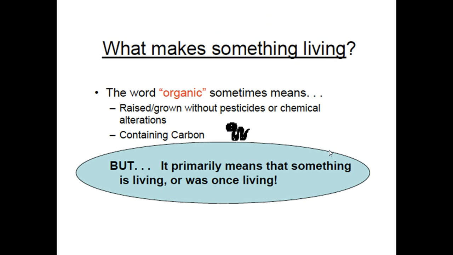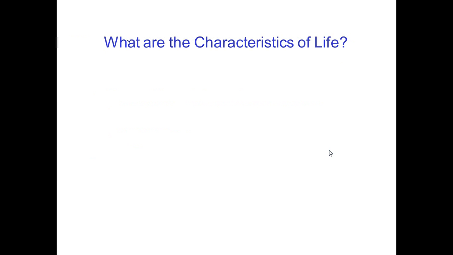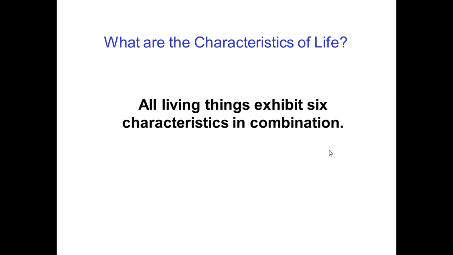What makes something living? Often you hear the word organic, which sometimes means, especially today, raised or grown without pesticides or chemicals. Or, if you're more familiar with the science definition, something organic means containing carbon. But primarily it means something that is living or was once living. So what are those characteristics of life? There are six that all living things must exhibit in combination.